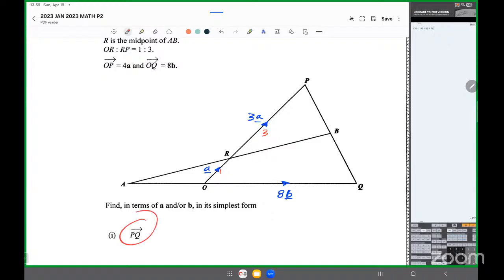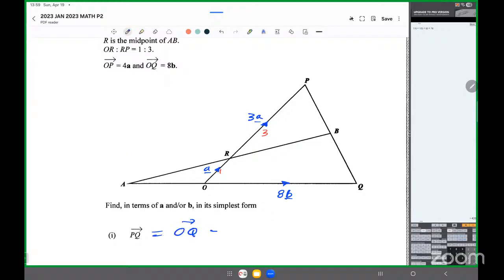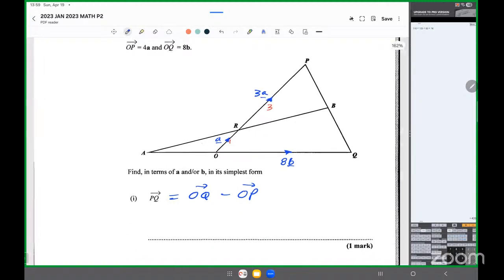Then we want the vector PQ. P to Q. You can look at the diagram and say, okay, you go from P to Q, so it's minus 4A plus 8B. You can see that? Or because you know the two position vectors, you can use O times the last minus O times the first. So PQ is OQ minus OP. The OQ is 8B, minus the OP, which is 4A. That's the answer. Simple as that. That's what PQ is.